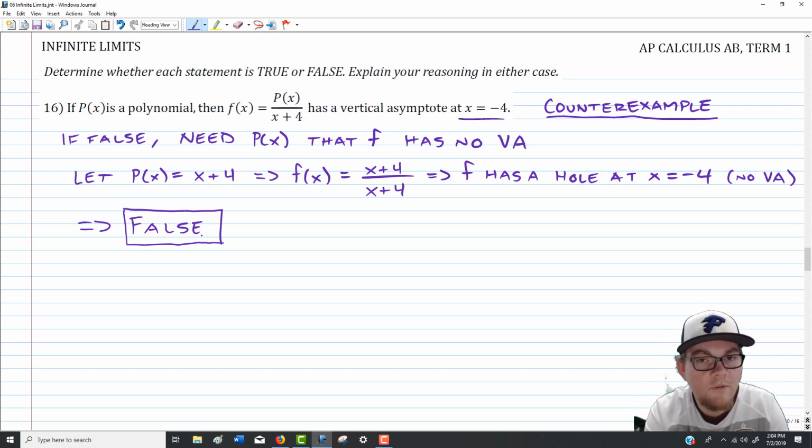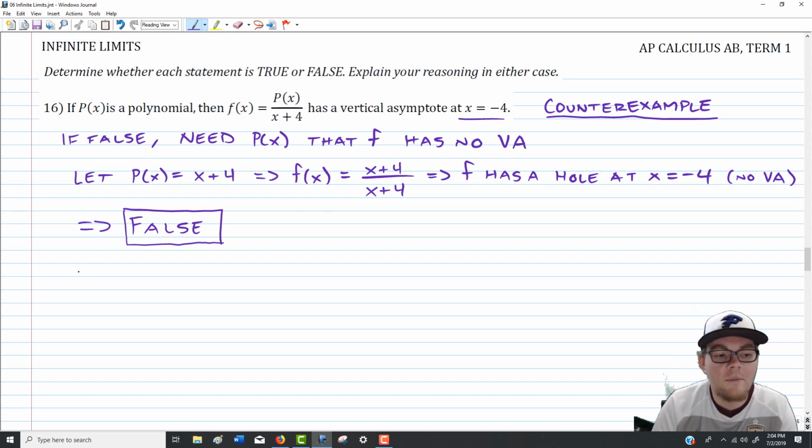Now, of course, you don't have to use x plus 4, by the way. You could use x squared minus 16. You could use 2x plus 8. You could choose some much more complicated polynomial, x plus 4 times 2 to the x plus log of x plus 19. There's lots of options that you could choose. The important thing is that p of x has a factor of this thing.